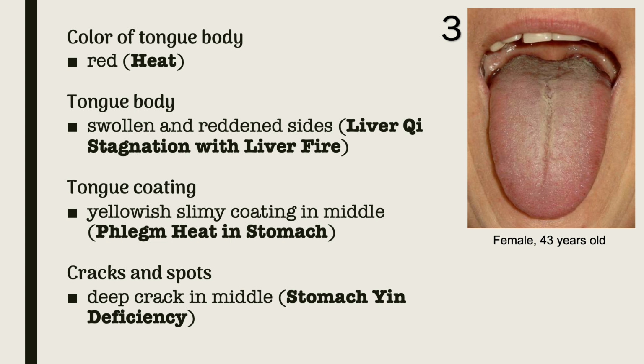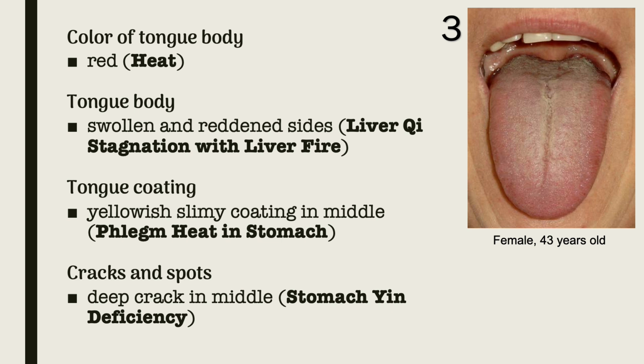Next, we have the tongue of a 43-year-old female. Color of the tongue body is red, so there is heat. Tongue body is swollen and reddened sides. This is liver qi stagnation with liver fire.